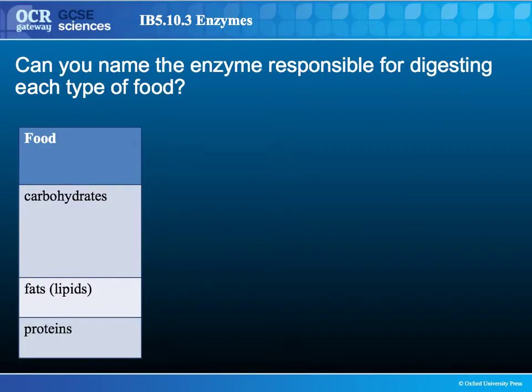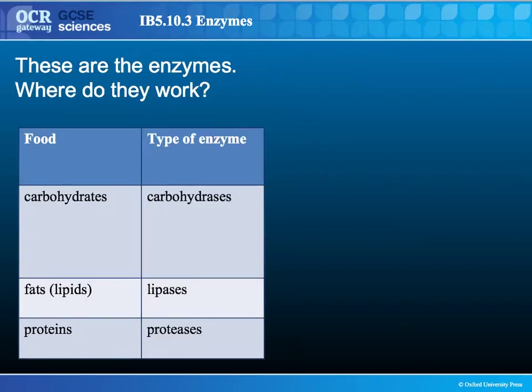So the three different types of food that you need to know about when it comes to enzymes and where the enzymes are found are carbohydrates, fats or lipids, and proteins. Now you can tell when a word is an enzyme because they end in "ases", or "ase" if we're just talking singular. So carbohydrates are chemically digested by carbohydrases. Fats or lipids are digested by lipases, and proteins by proteases.